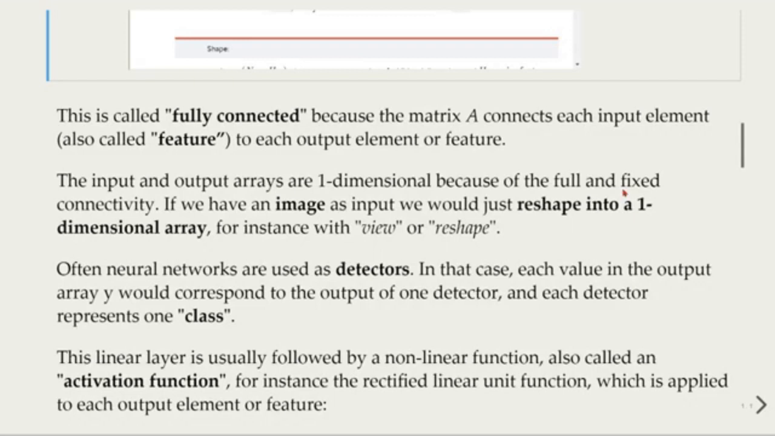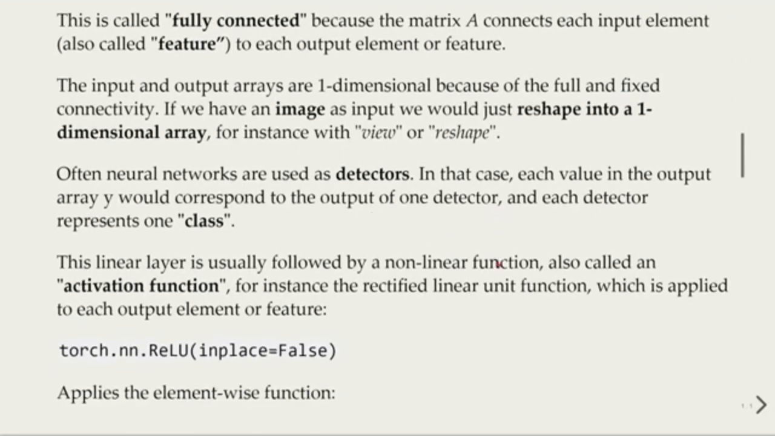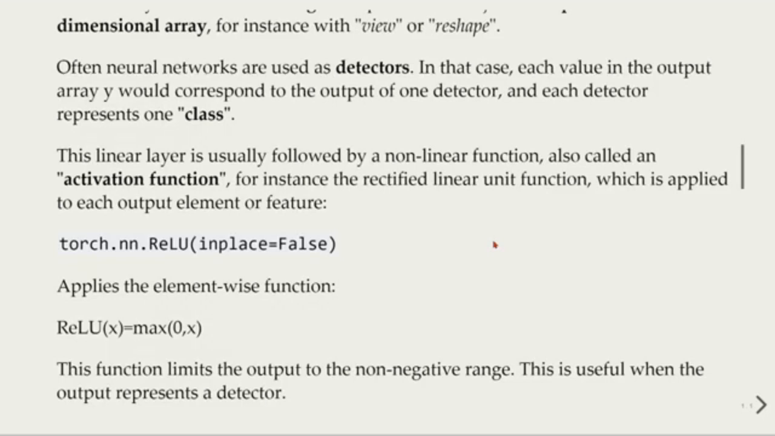Often neural networks are used as detectors. In that case, each value in the output array Y would correspond to the output of one detector, and each detector represents one class. This linear layer is usually followed by a nonlinear function, also called an activation. For instance, the rectified linear unit function can be applied to each output element or feature. This is also called the ReLU.